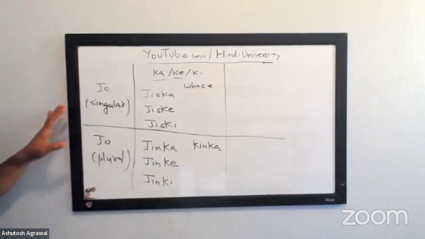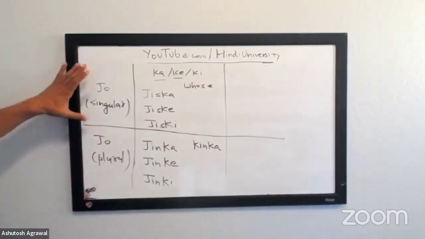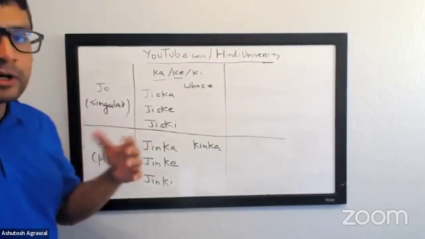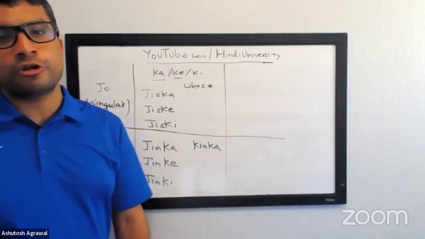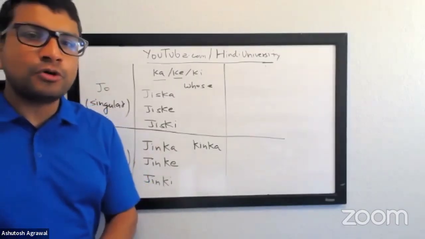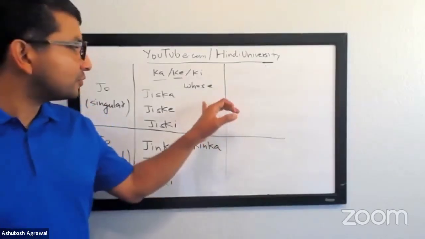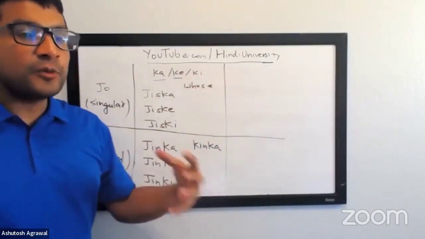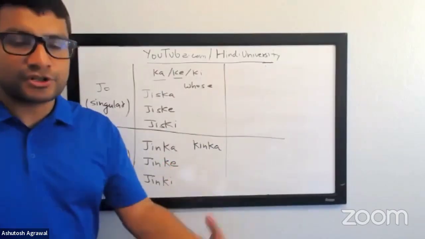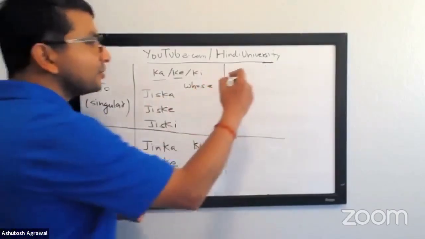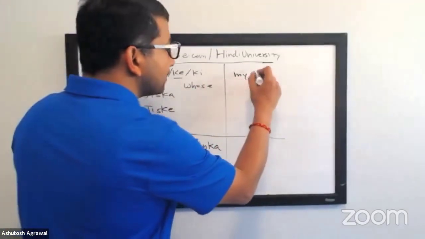Right? So any questions, anyone? Like, so right now what we did was, first we learned about jo. Okay, and we learned about how to use jo just on its own as a relative pronoun. But sometimes you want to use the relative pronoun with the postposition, ka, ke, and ki. Okay, because relative pronouns can also have possessions. They also possess things.